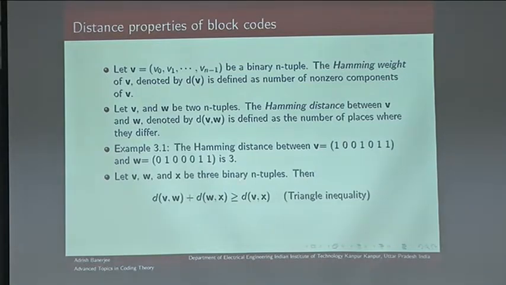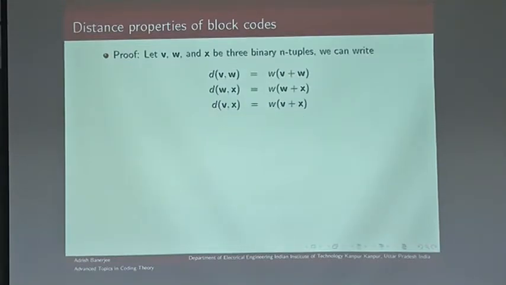Now, the Hamming distance satisfies what we call the triangular inequality. So if V, W, and X are three binary n-tuples, then Hamming distance between V and W plus Hamming distance between W and X is greater than or equal to Hamming distance between V and X. Now let us prove this. We know that Hamming distance between two n-tuples is nothing but the weight of the sum of those n-tuples. So Hamming distance between V and W is nothing but weight of V plus W. Similarly, Hamming distance between W and X is weight of W plus X, and Hamming distance between V and X is nothing but weight of V plus X.